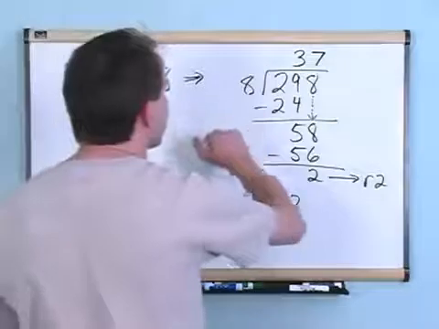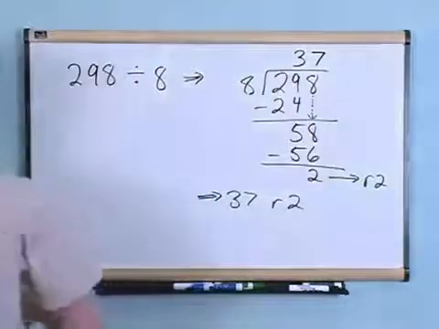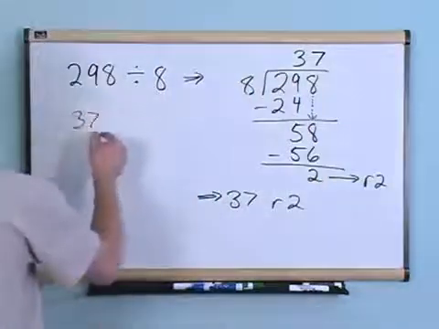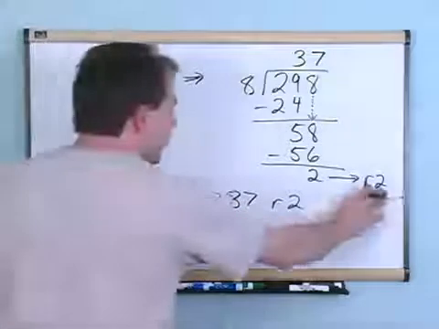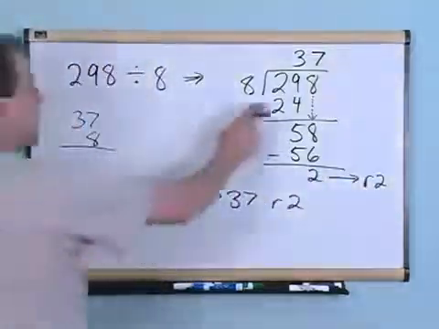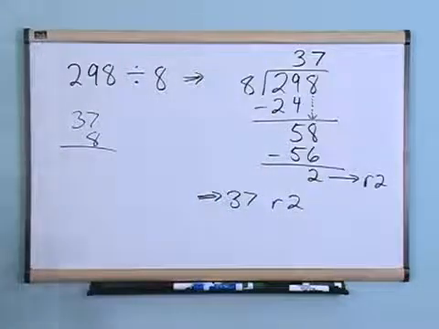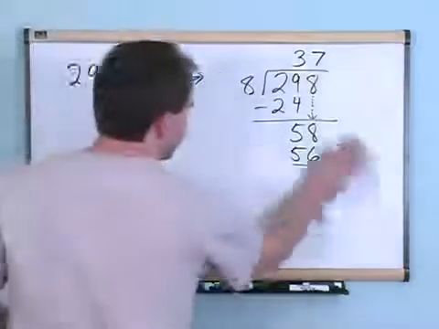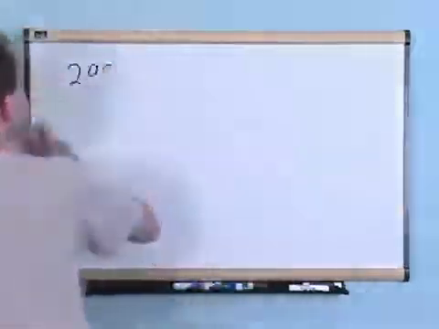But to check this, all you have to do is take 37 multiplied by 8. So you could take 37 multiplied by 8 and you'll get some number. Okay? And then you add your remainder back in to that number and you should get 298. Okay? So that would be how you would check these problems. All you have to do is multiply the answer that you got by what you were dividing by and add whatever remainder that you have, and then you should be able to check your answer.